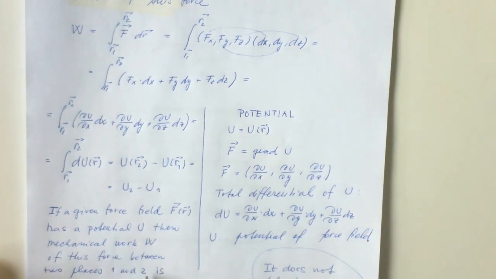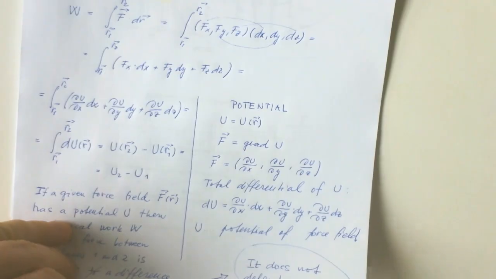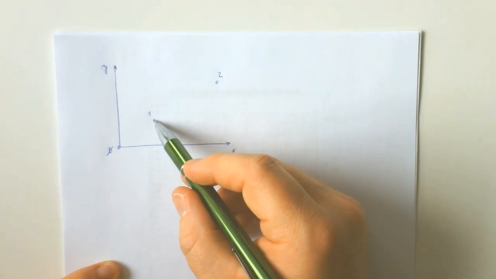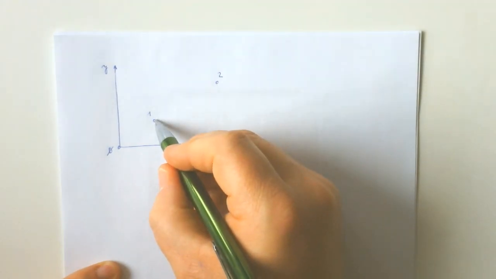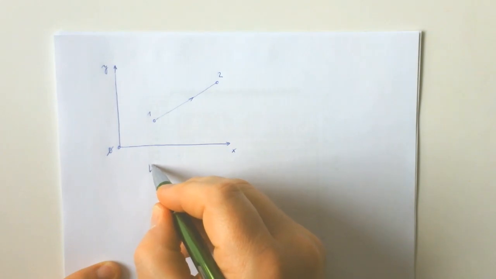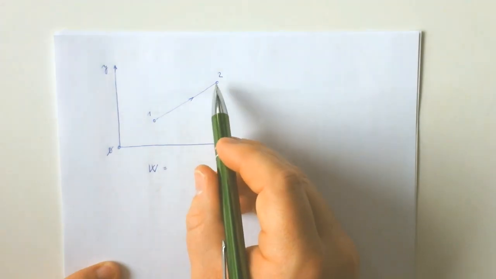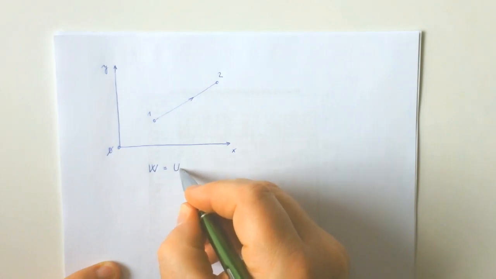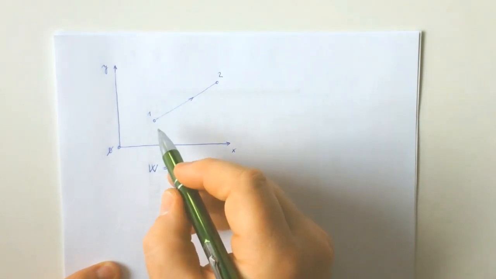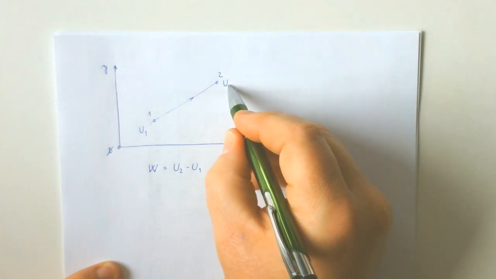So from this follows some conclusion that it doesn't depend on integration path. In other words, if a force field has a potential and we make a motion from place 1 to place 2, for example in rectilinear motion, then work of force which is needed to displace the particle from place 1 to place 2 is given by a difference of potentials.